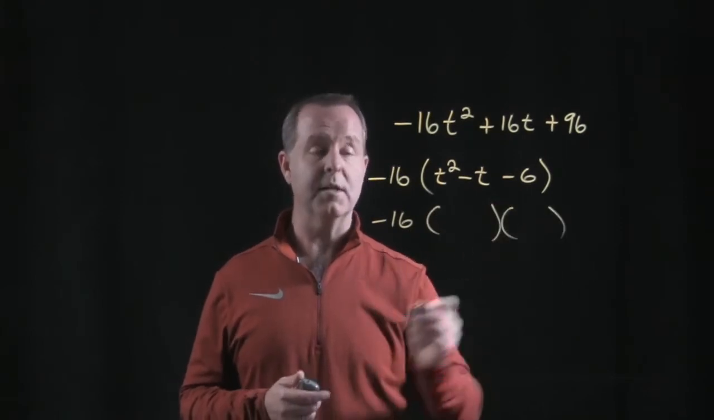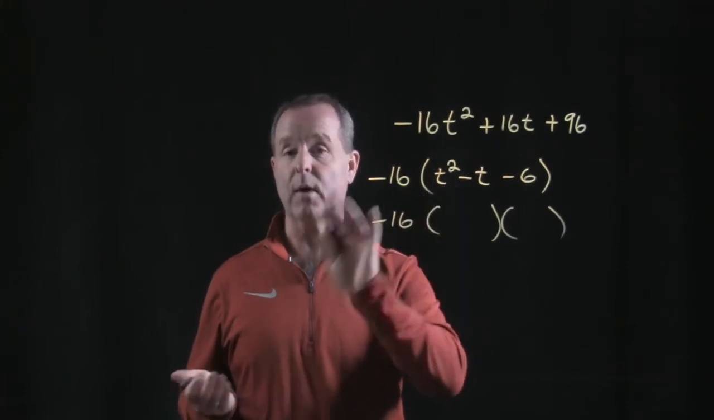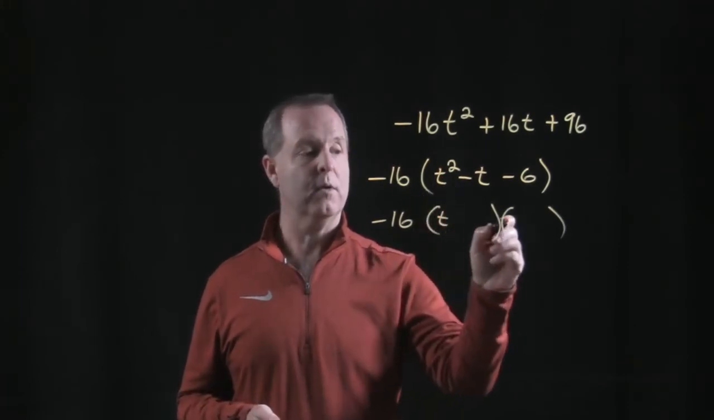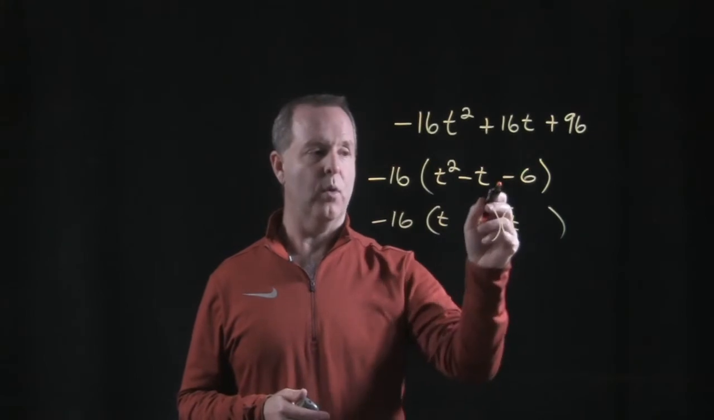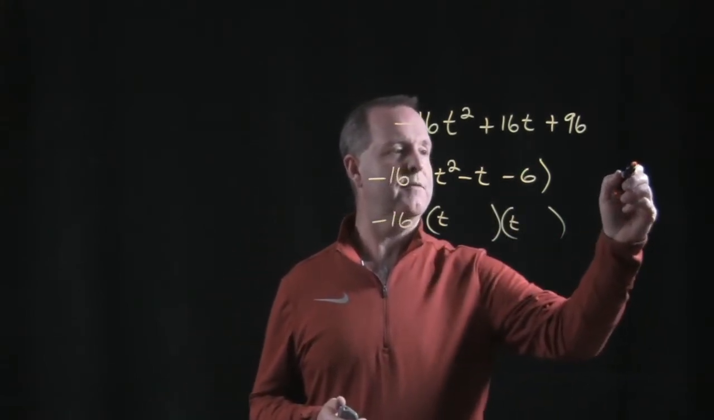Let's assume it factors into two binomials. The first term is the first term squared. Notice it's a t squared this time, so we're going to make our first two variables t's. Then we want all the factors of negative 6 that add up to negative 1. So let's list those over here.